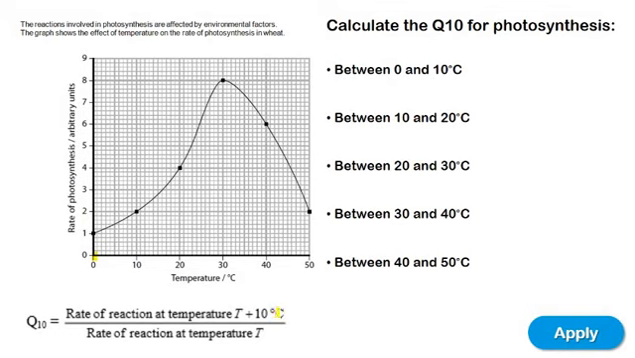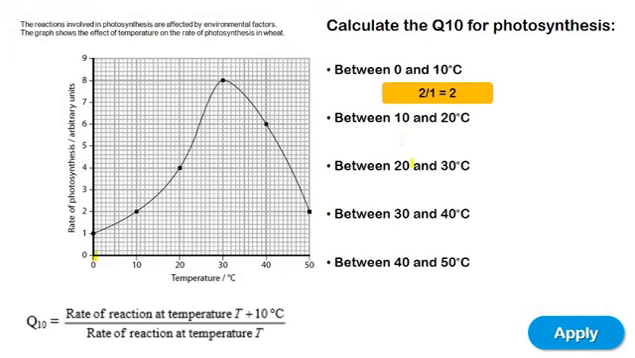That goes on top, so 2 goes on top divided by the 1. It gives me the Q10 of 2. That means that by increasing the temperature by 10 degrees, I've doubled the rate of reaction. I'm going to do the second one with you as well, and then you do the last three.